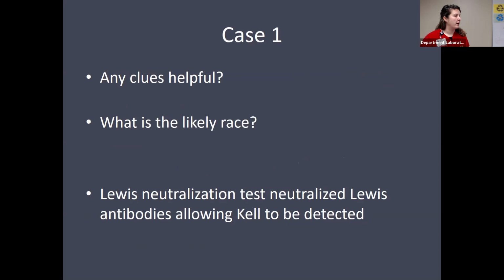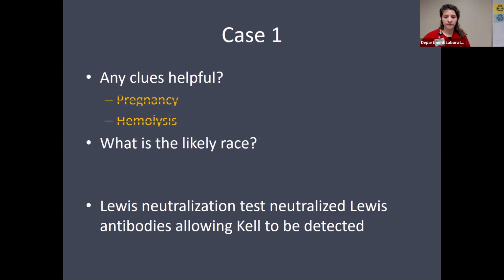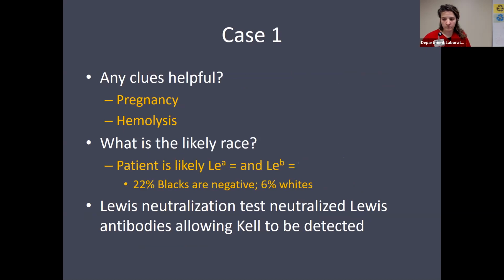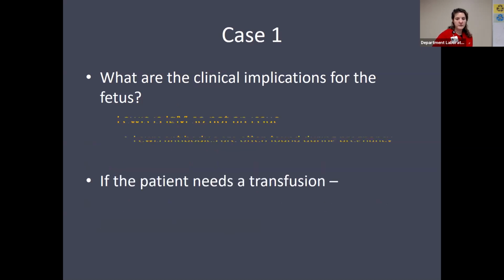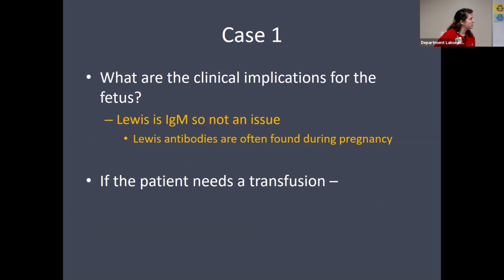Any clues with case 1 that were helpful for you? Number 1, she's pregnant, right? What's this patient's likely race? African American. 22% of African Americans are the Lewis A negative, Lewis B negative phenotype. In your clinical implications, Kale is capable of causing hemolytic disease of the newborn. Lewis A and Lewis B are often not so much the concern.